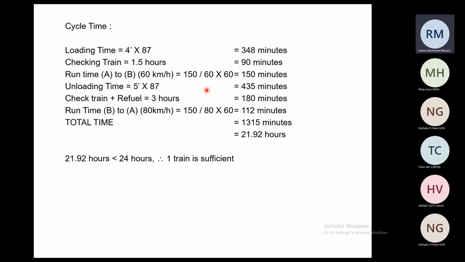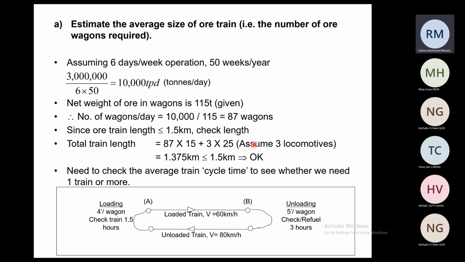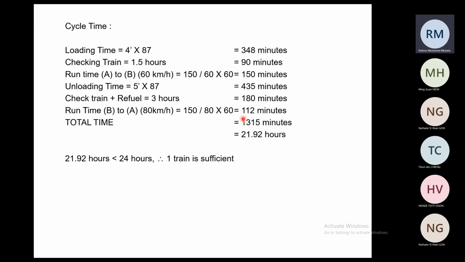Okay, that is part A. So the number of wagons required is 87 wagons, and the 87 wagons can be moved with just one train at one shot. You don't need to break it into 2 trains.